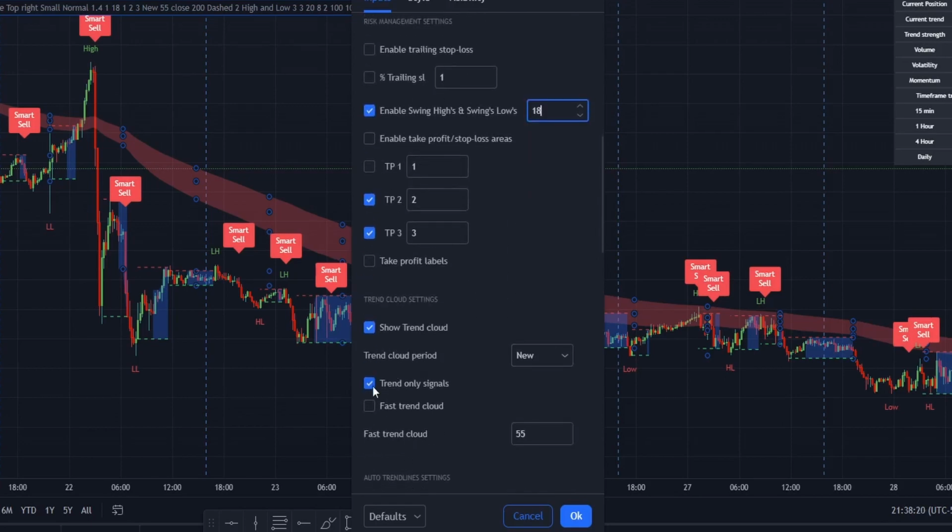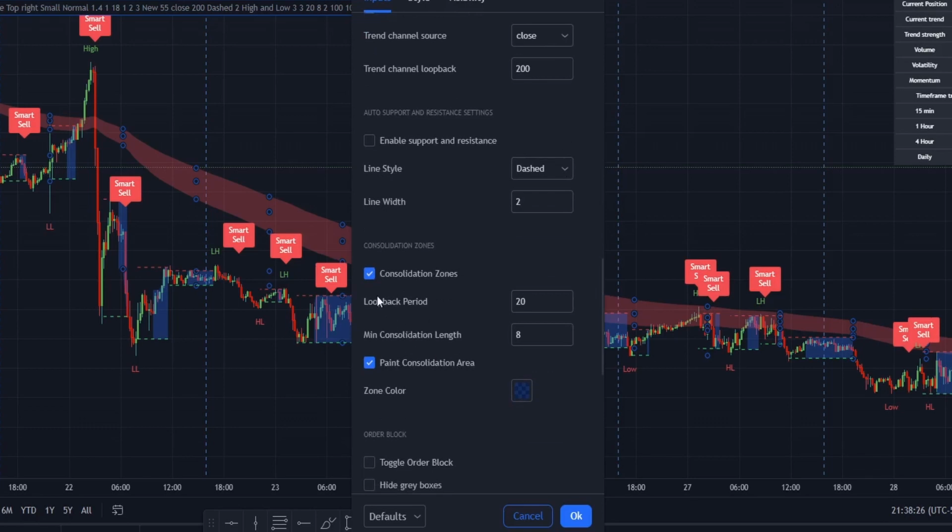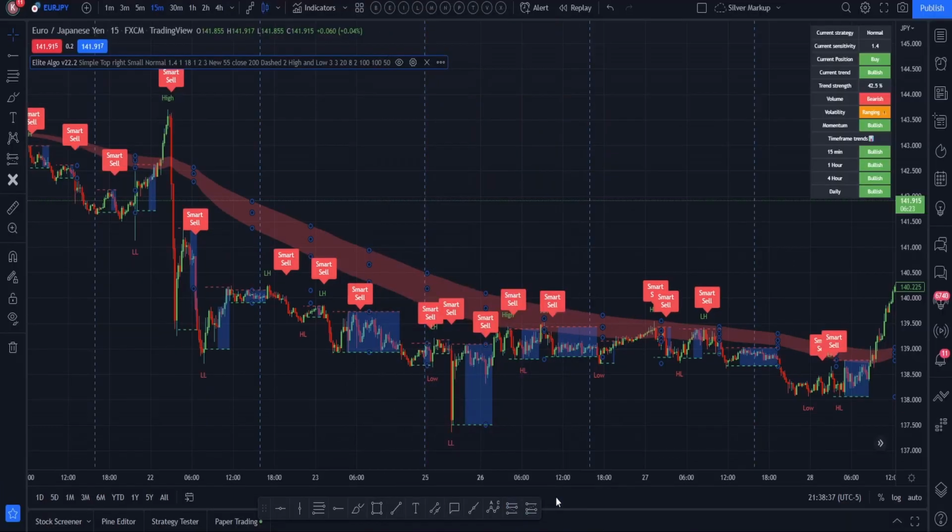Then the last thing that you want to make sure that you do is change it to the trend only signals, and then obviously use the consolidation zone. Make sure you use these numbers when you're using the consolidation zones. It's going to help out tremendously and give you some really good zones to trade from.